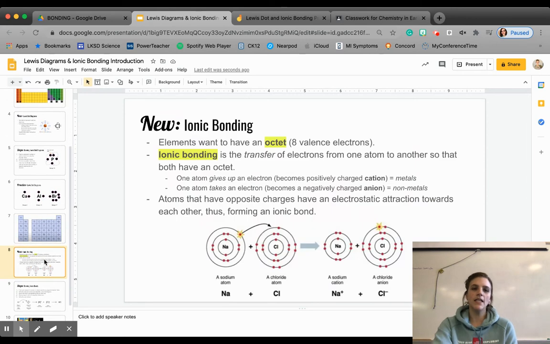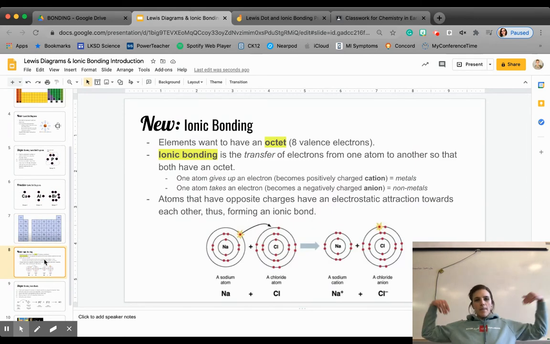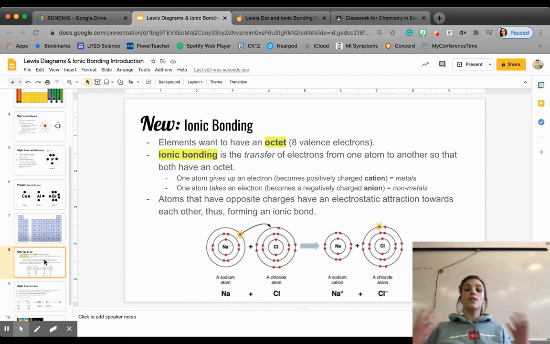Well, you're going to need it when you start thinking about ionic bonding. So let's talk a little bit about ionic bonding first, and then let's get into using dot diagrams to represent ionic bonding. Ionic bonding. We know that elements want to have 8 valence electrons. We call having 8 having an octet.